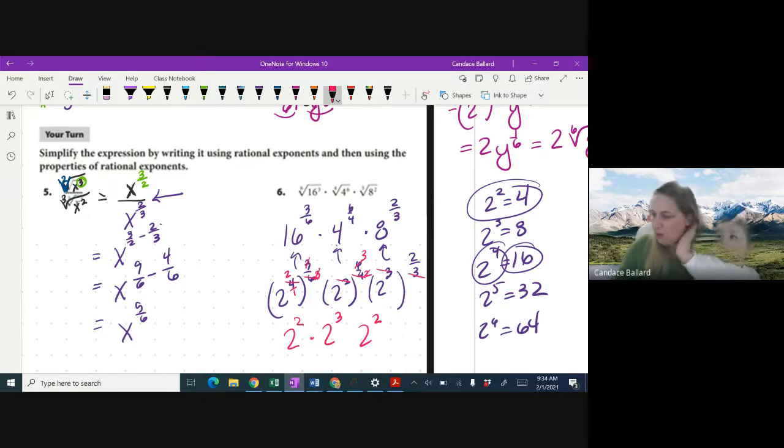Okay. When we are multiplying our bases, what do I get to do with my exponents? Add, subtract, multiply, divide. What do you guys tell me? What do you guys think? Add, subtract, multiply, divide.